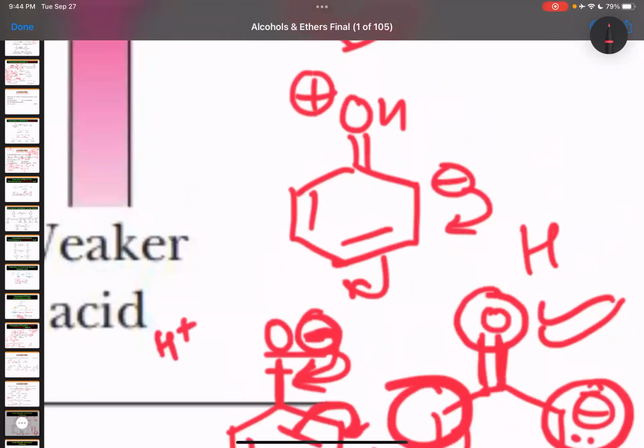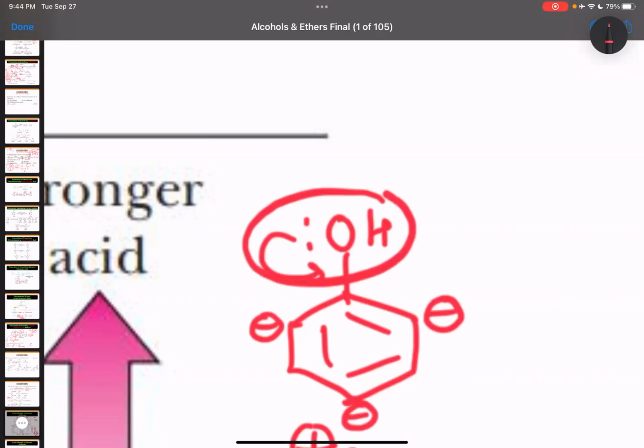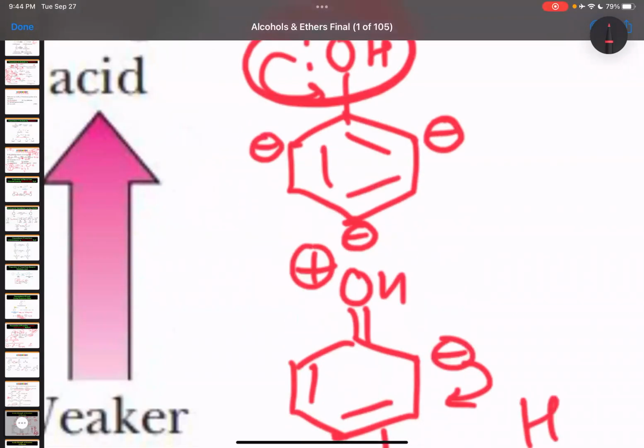But in phenol also this will happen. The minus will come over here, but actually the donor atom was initially neutral, so once it gives its electron, it will acquire a positive charge. Clear?